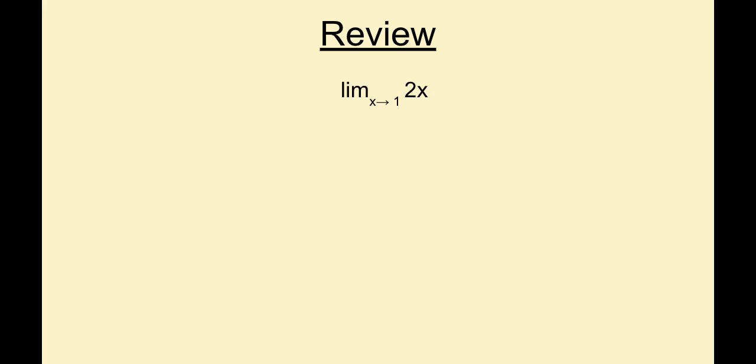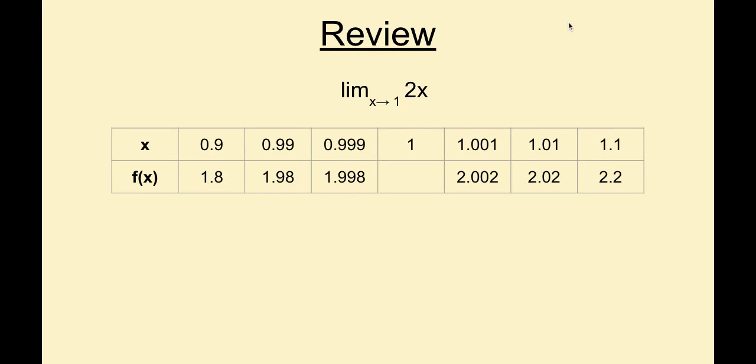Okay, so we did problems like this. Limit of 2x as x approaches 1. So treat this as y equals 2x. I want to know what the y value is as x approaches 1. Well, we did this with tables. So we picked points very close to 1 on the right side and the left side, and then we evaluated all the y's for those. And then we did our pattern recognition. So it looks like this approaches 2 from the left and 2 from the right. So we said the limit was 2.